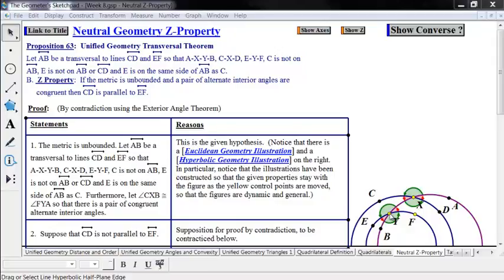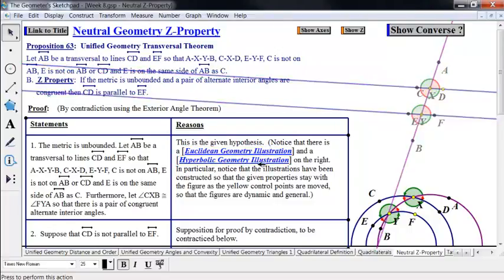So what would be the converse of this neutral geometry Z property? It would be, let's see, how will we state it? If you have a transversal to a pair of lines so that the two lines are parallel, then the alternate interior angles would have to be congruent. Is that true or is that false? Okay, and so let's investigate that in hyperbolic geometry.